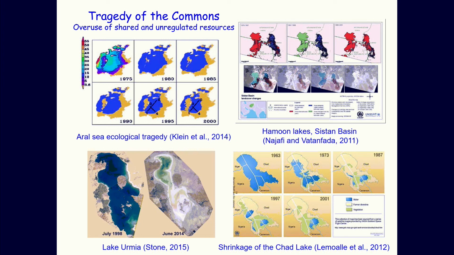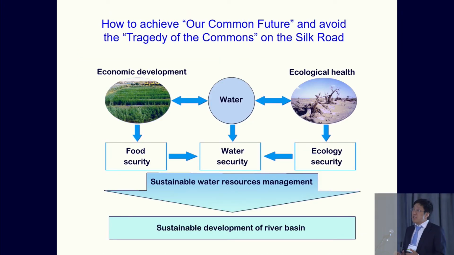Behind all this drying up of inland lakes, we can see overuse of shared and unregulated resources. We can call this problem the tragedy of the commons problem. The grand challenge of this region is how we can achieve our common future and avoid the tragedy of the commons in these Silk Road endorheic river basins.